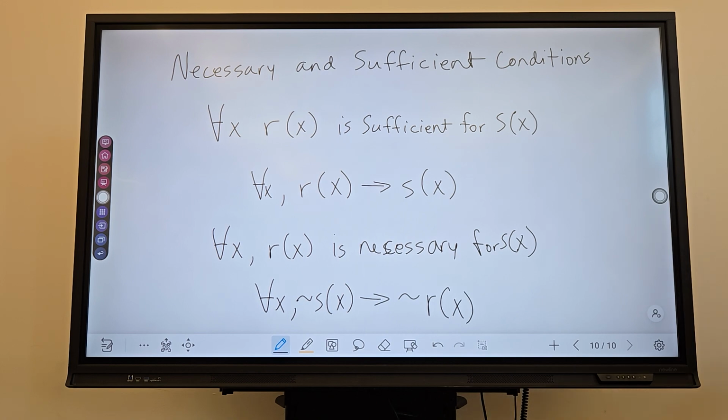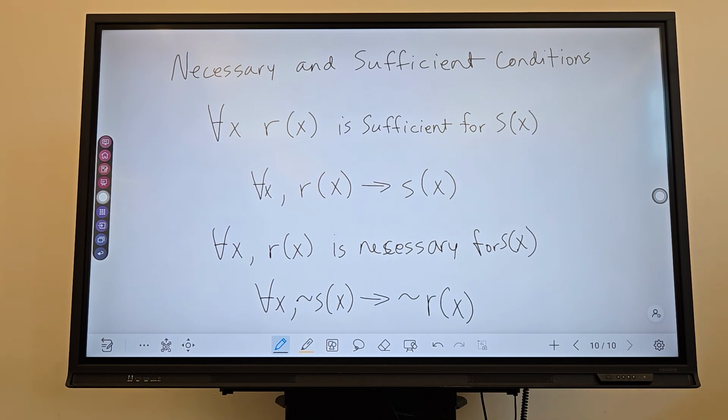Rewrite each of the following statements as a universal conditional statement, without using the word necessary or sufficient. Squareness is a sufficient condition for rectangularity. If a figure is a square, then it is a rectangle. Right?